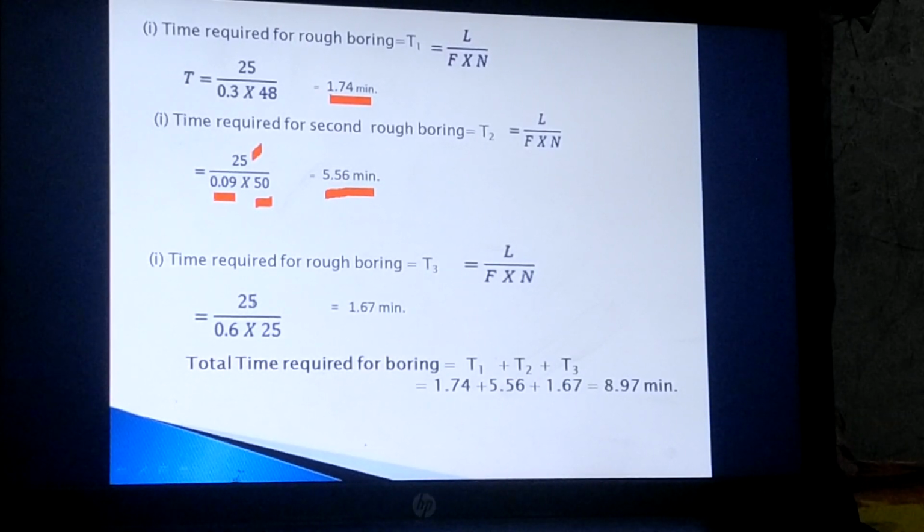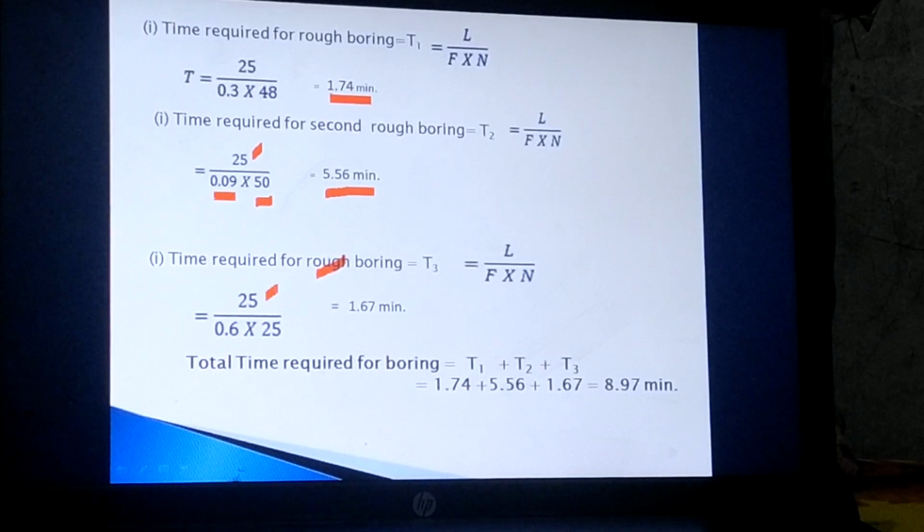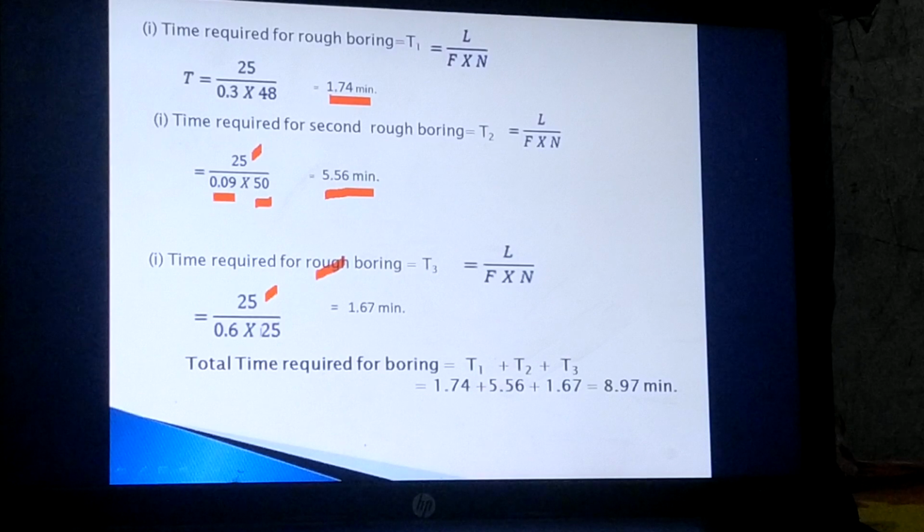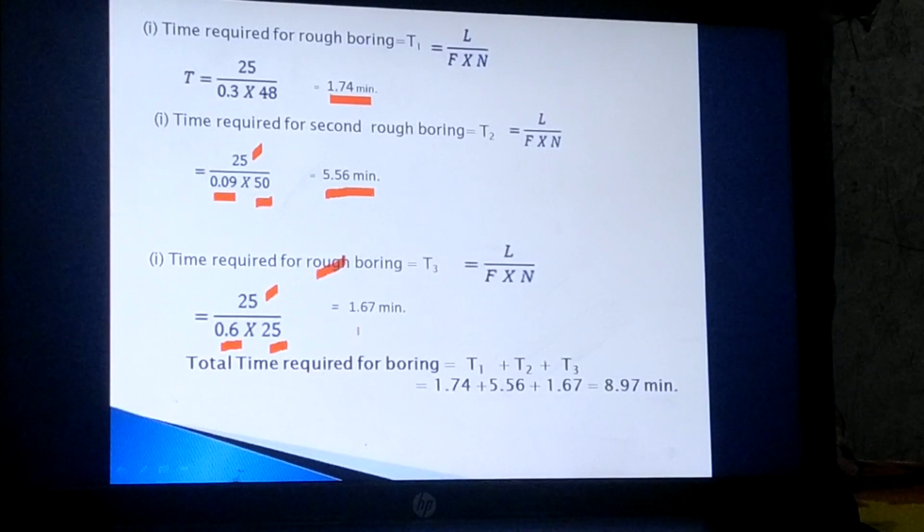Now the third step, the time required for finish boring T3 is equal to L by F into N. L is again the same, that is the length of the bore, 25, and feed is given as 0.6 centimeter per revolution and rpm is 25. So we calculate the time T3 as 1.67 minutes.